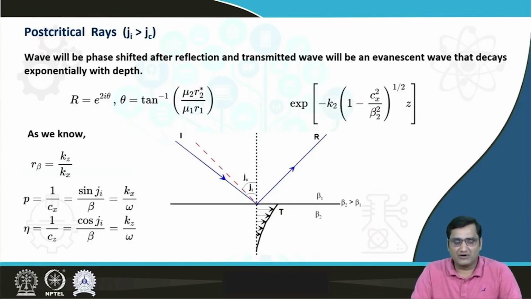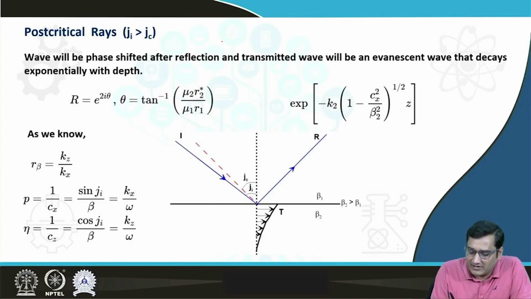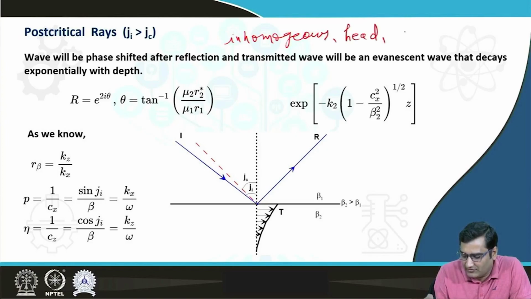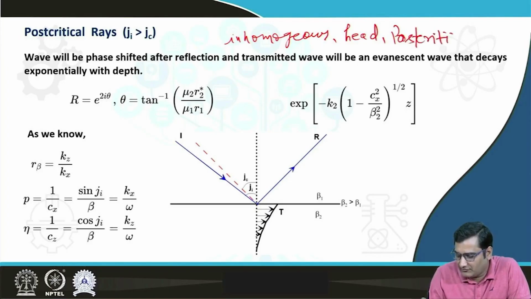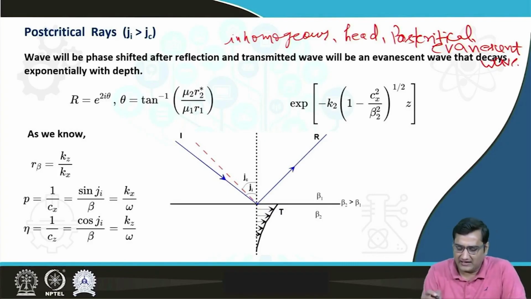Now let's talk about the post-critical waves, which are also known as inhomogeneous waves, head waves, or post-critical waves, and are also known as evanescent waves. In this case, the incident angle will be larger than the critical angle.